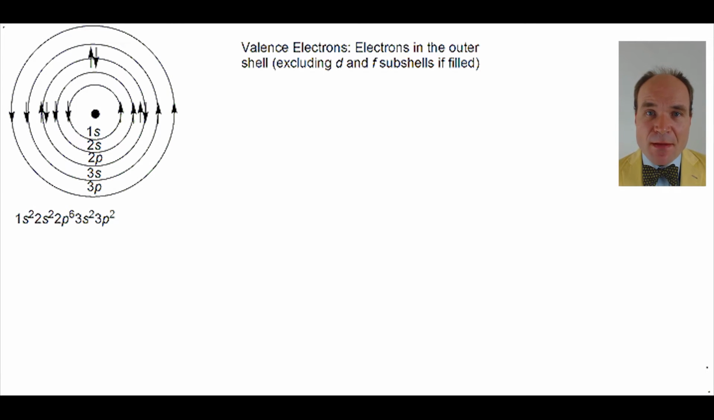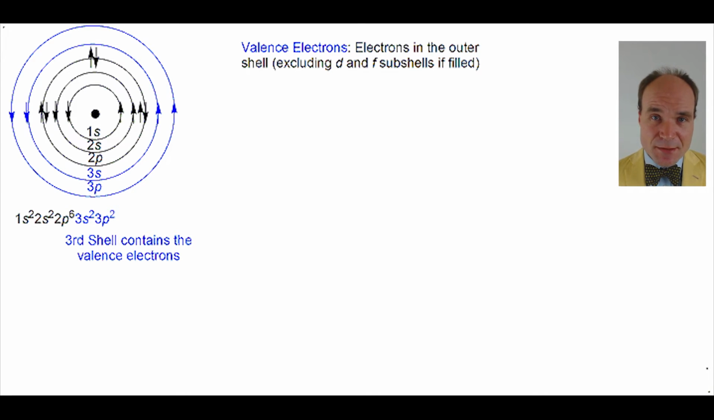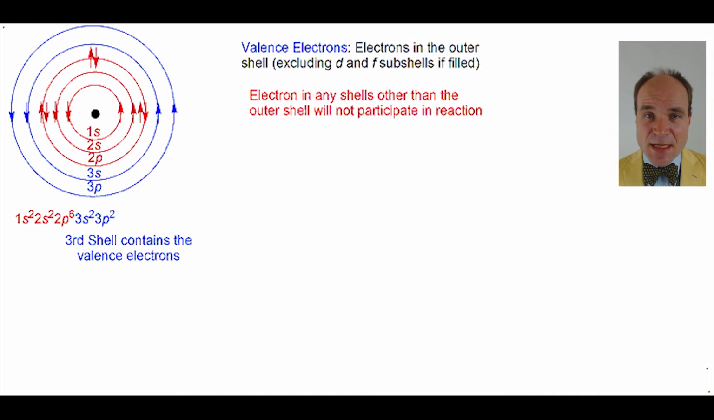We can see that the third shell is partially filled, and so that's where we're going to look to identify the valence electrons. If we count them up, we can see that we have 4 valence electrons. The first and second shell are full. None of these electrons take any role in a reaction or in bond formation. In this case, the example is actually a silicon atom.